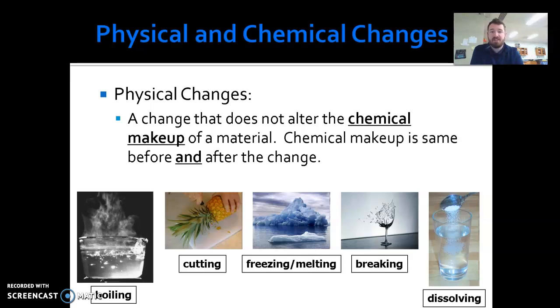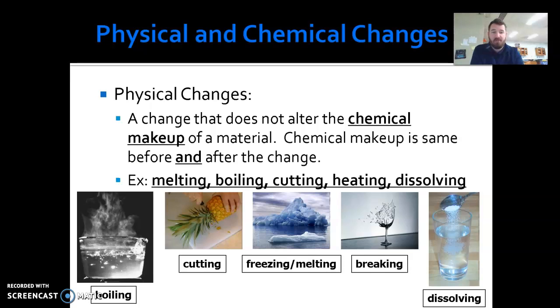Alrighty. So that is physical change. Remember, this is not changing the chemical makeup. All right. And we already talked about some of these examples, so make sure you have those written in.